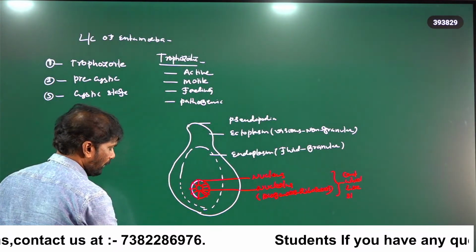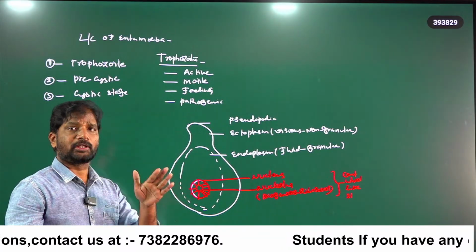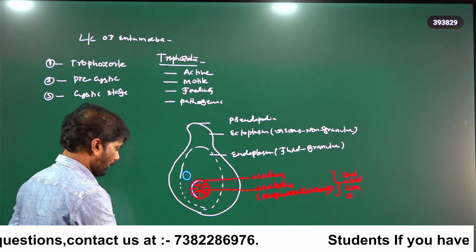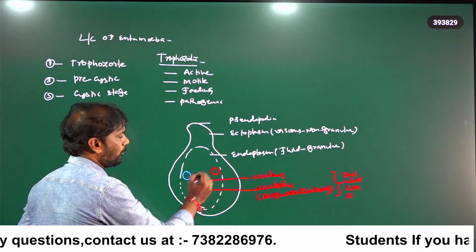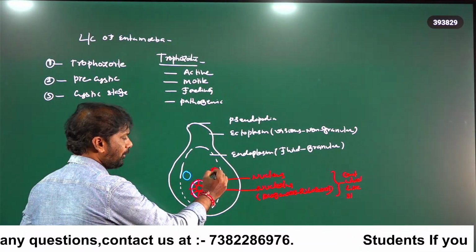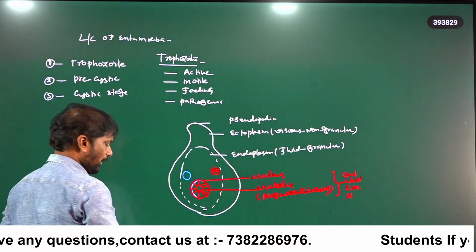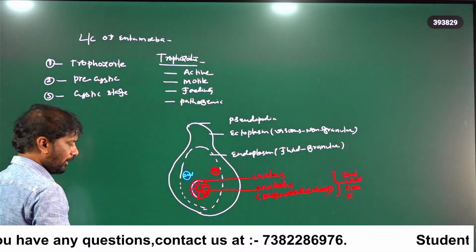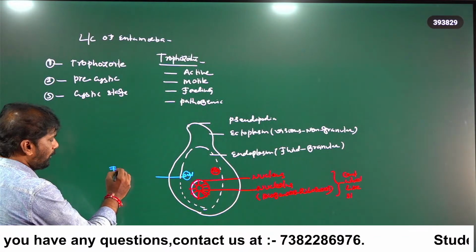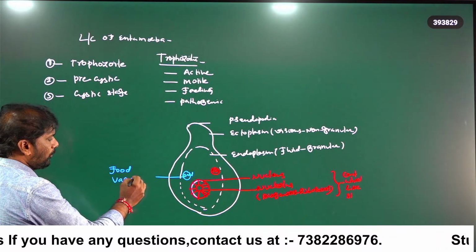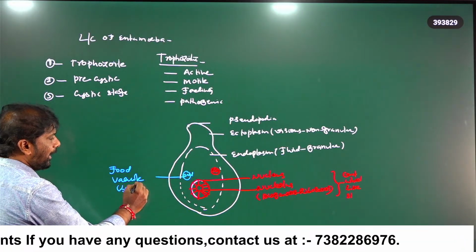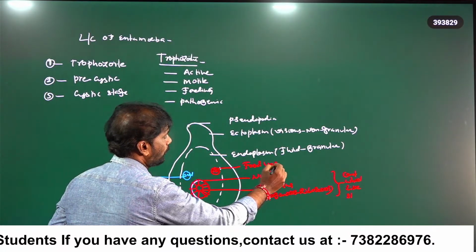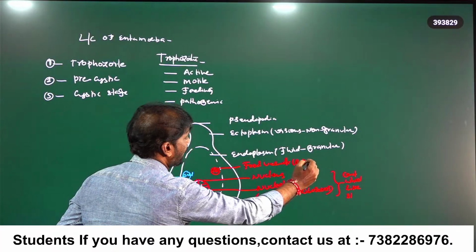So apart from this cartwheel-like nucleus, it also includes food vacuoles. So here is one food vacuole. There are 2 types of food vacuoles present. One food vacuole includes RBCs, and the other food vacuole includes bacteria. So here is the food vacuole with bacteria, and this is also a food vacuole, a food vacuole with RBC.